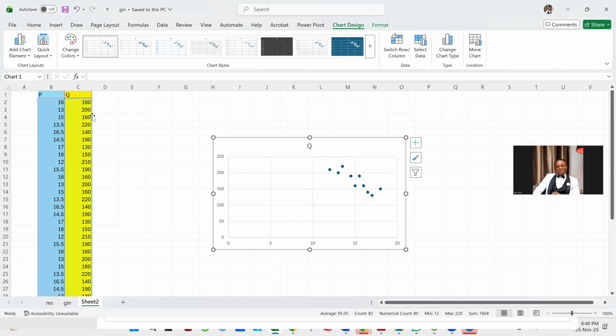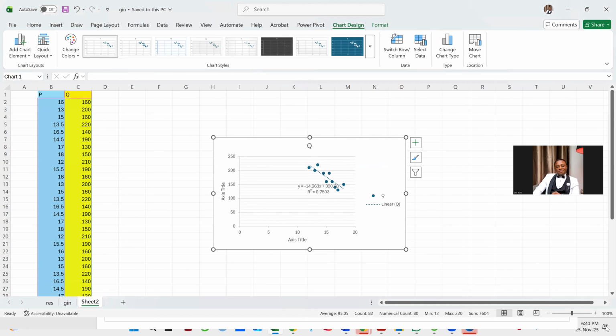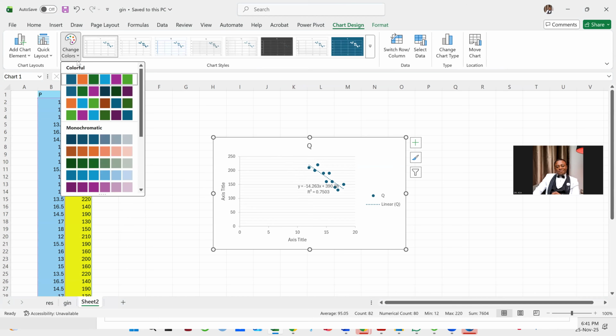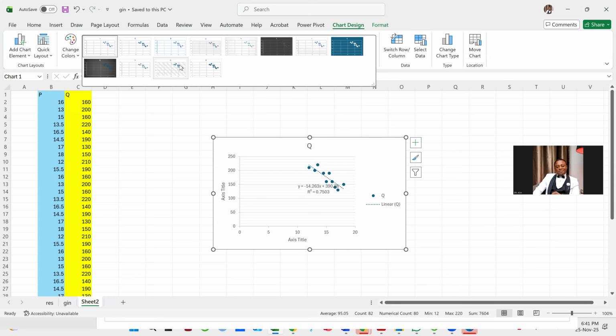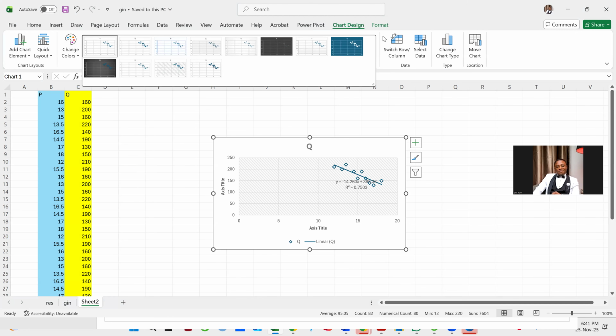So this is the number 9. You can see that this one, the good thing is that it tells you the values. In fact, you can click colors and change the colors of the scatter plot. You can click on this scatter plot here. In fact, you can click here and choose format here, and you can just have a different format. But I mean, this particular format is good.